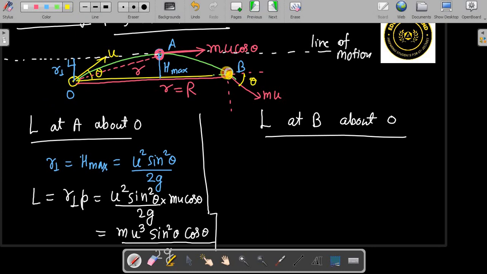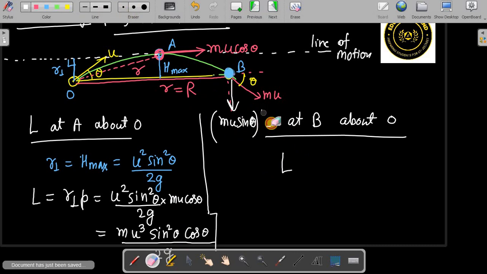So at this final point, what we need to note is which one should be resolved. Should we consider R perpendicular into P or P perpendicular into R, which is better? You can clearly see that resolving momentum into the perpendicular direction gives m u sine theta. That is better, because then this distance R we can use as the range, isn't it?